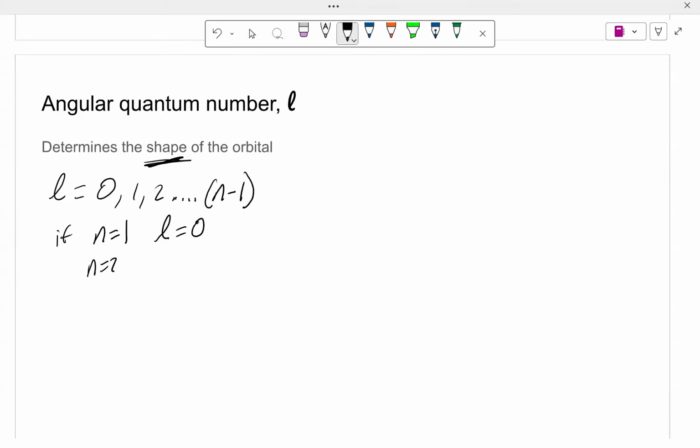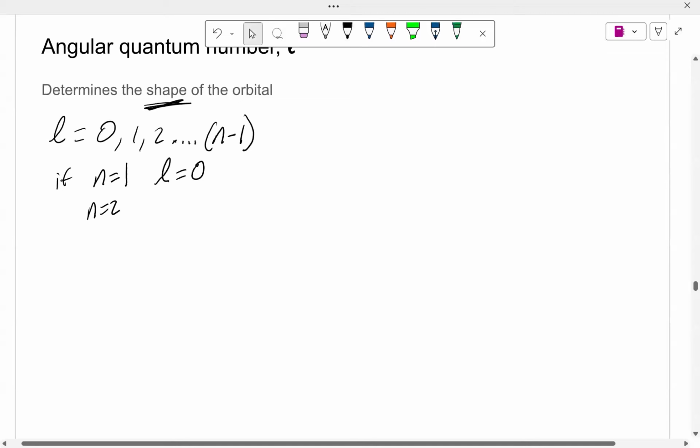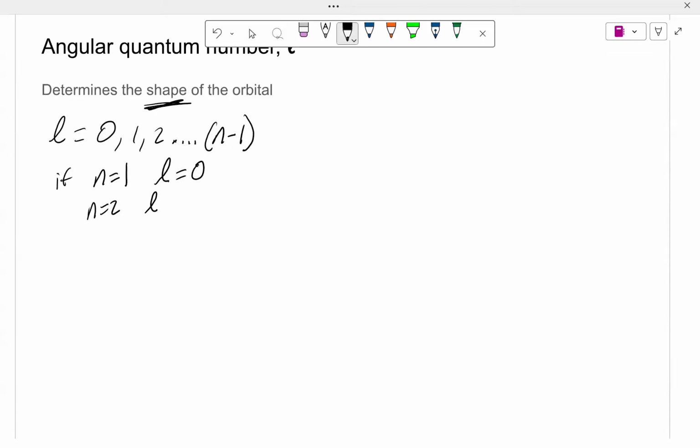If n equals 2, well, then the allowed values for L are n minus 1, which is 1, and anything less than that, and 0. Well, what if n equals 3? So the highest L can be is n minus 1, which is 2, and anything below that, 2, 1, and 0, and so on and so forth.